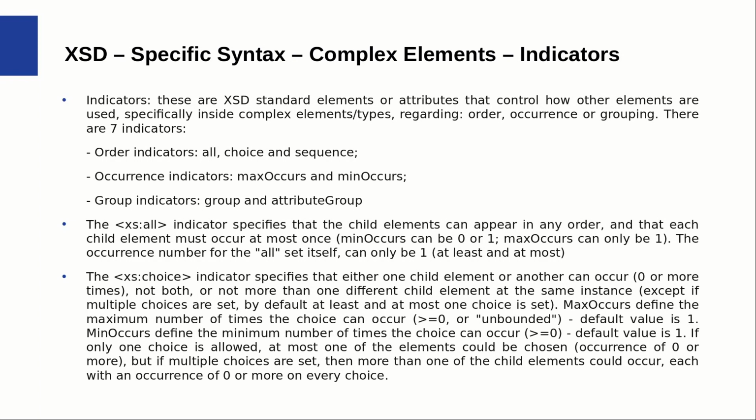So if only one choice is allowed, at most one of the elements could be chosen with an occurrence of 0 or more, but if multiple choices are set, then more than one of the child elements could occur, each with an occurrence of 0 or more on every choice.